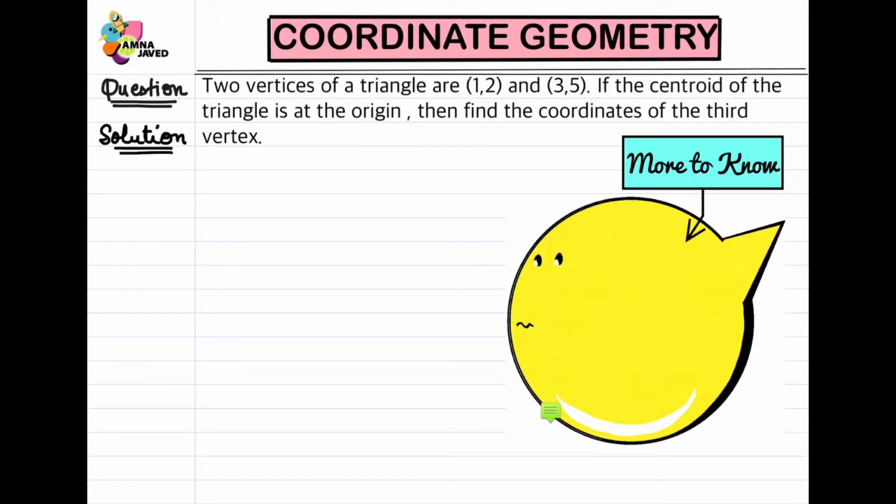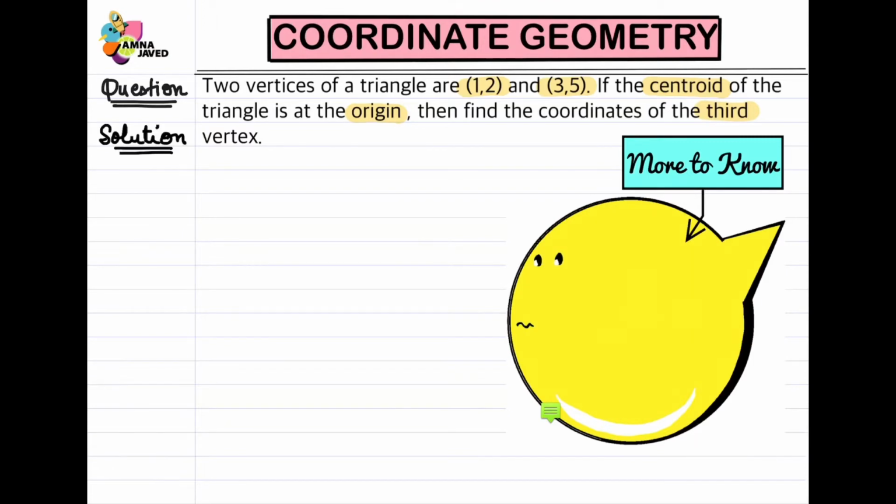So today we are going to solve a question, as you can see in the heading, that is from coordinate geometry, and that is: two vertices of a triangle are (1, 2) and (3, 5). If the centroid of the triangle is at the origin, then find the coordinates of the third vertex.